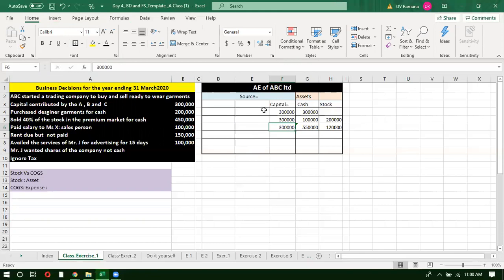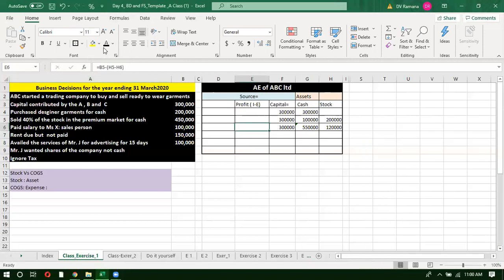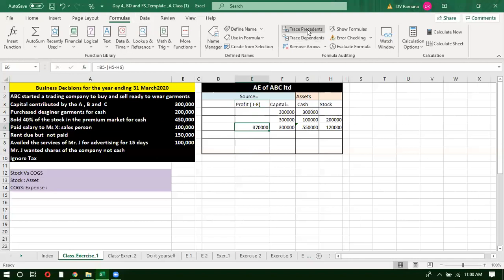But if you observe, there is a profit here. Okay, and the profit is equal to the sales minus the cost. The sales is 450 and minus the cost of goods sold is 80,000. So therefore profit is. At this juncture, we are assuming that the entire profit has been retained by the company in the business. Then paid salary.